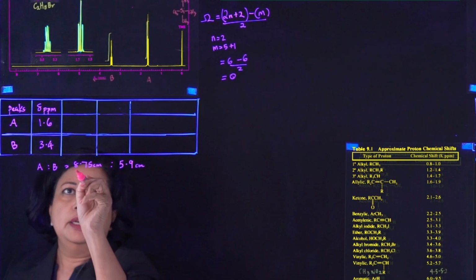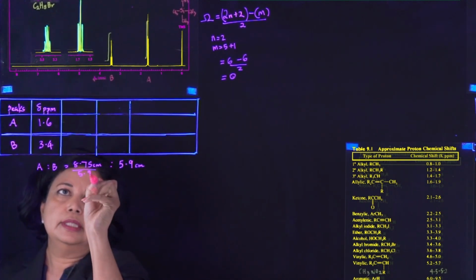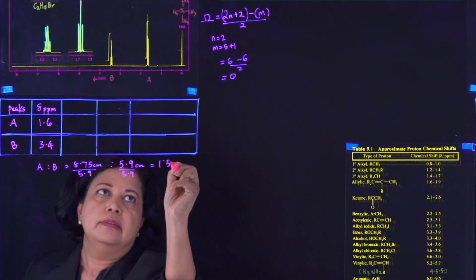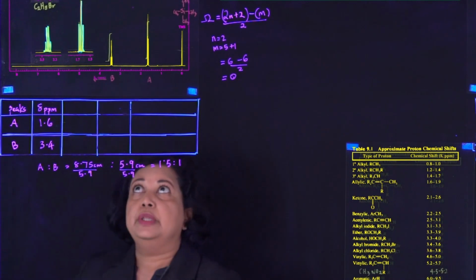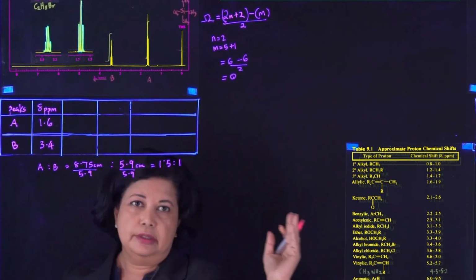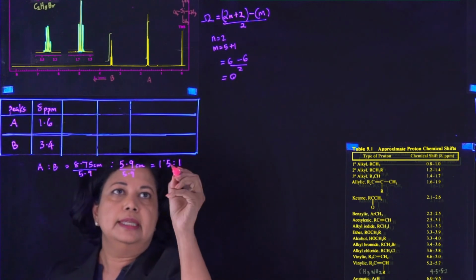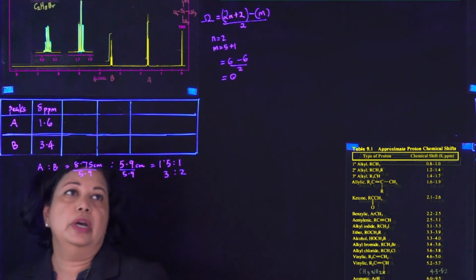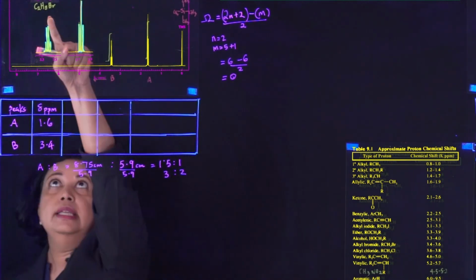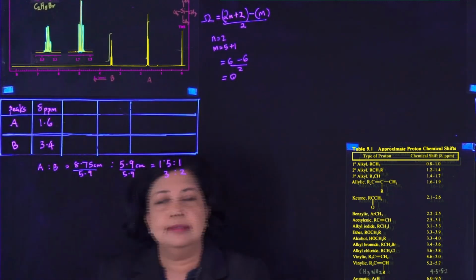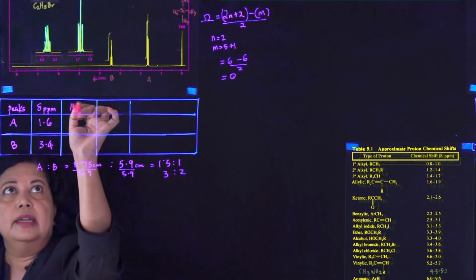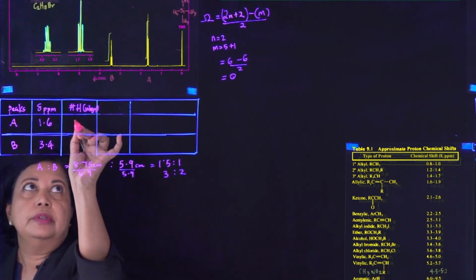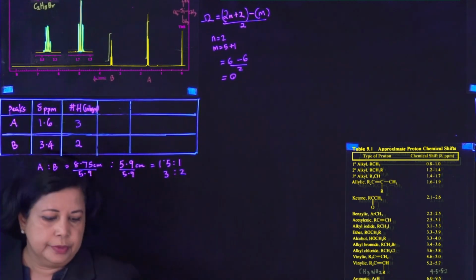So if you divide by the lowest number, this is going to be about 1.5 to 1. Well, we have 5 hydrogens here. So therefore, if you double this, this is going to be 3 to 2. And that's probably the ratio of your hydrogens. Once your ratio here is the same as the number of hydrogens, then you've achieved it. So we can put in the number of hydrogens from the integral. And this is going to be A is 3 and this is 2.